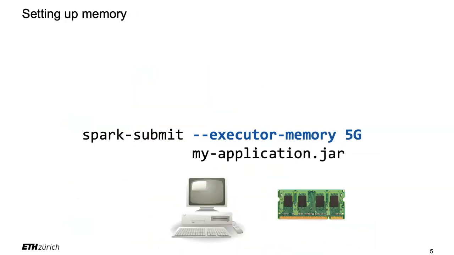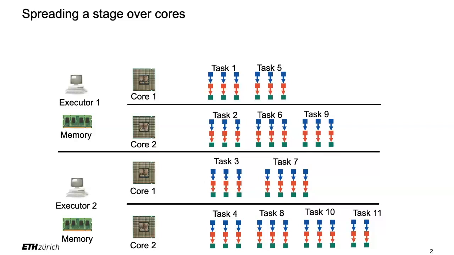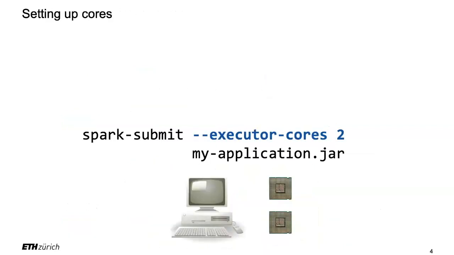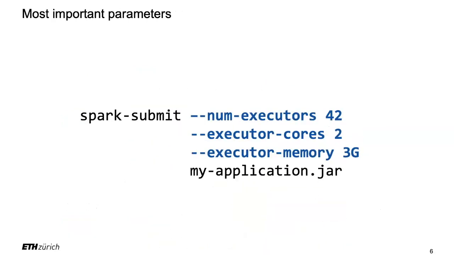And then you can control how much memory you want per executor. So in that case, 5 gigabytes. Note that the executor memory is shared across the cores in the same executor. So if you have 10 gigabytes of memory for executor 1, this is shared between core 1 and core 2, right? Okay, so it gives you some flexibility, this sharing of the memory. Okay, and then you can put it together. So in that case, I have 42 executors of each 2 cores, so I have 84 cores in total. And every executor has 3 gigabytes of memory, so I have 126 gigabytes in total that is being used. I just need to multiply with the number of executors.